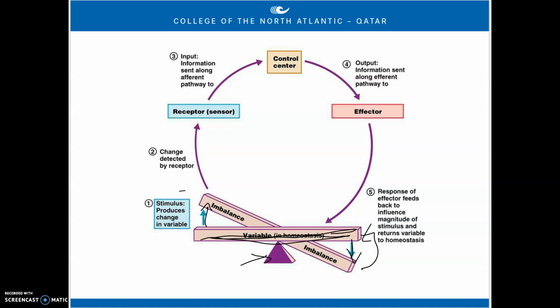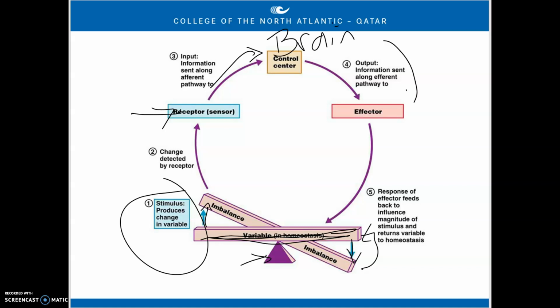So if we get some stimulus that causes a change to imbalance that homeostasis, then we get that information detected by a receptor, and that receptor sends that information to the control center, which is usually the brain. From there, the brain is going to send information to an effector, and that effector is going to cause a change that'll hopefully correct that imbalance so that we get back to a level position. Okay, and that's a generalized example of a feedback loop.